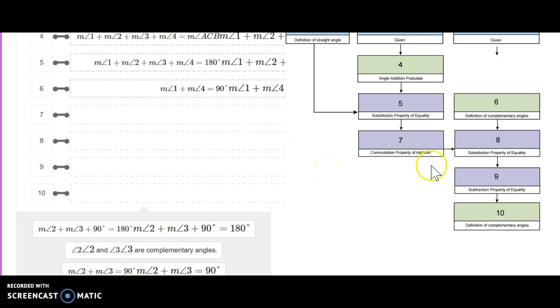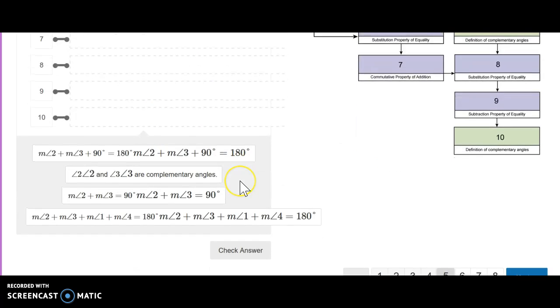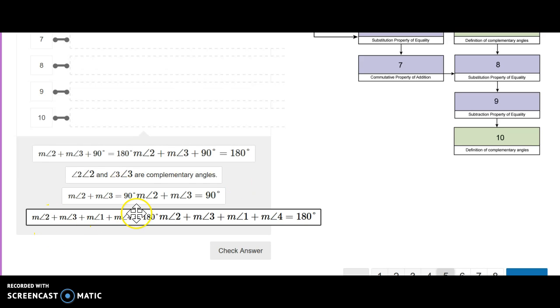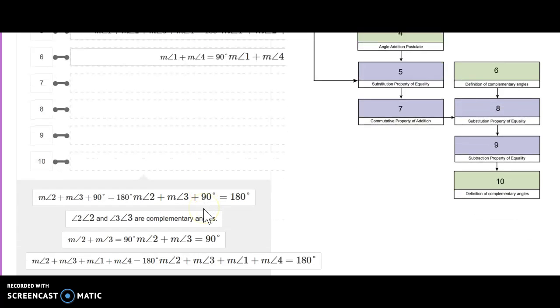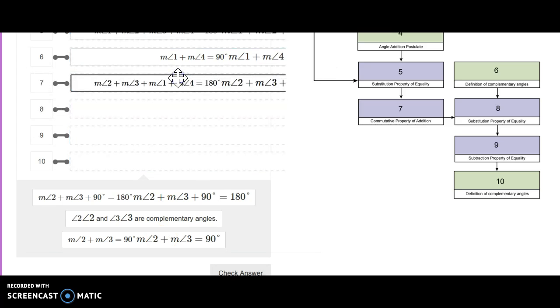Now we're on 7, commutative addition property. That means we can reorder. So that means here in part 5, we can reorder, add these in any order, and they still equal 180 degrees. So we can do this one that just reorders them to more match what we're given.